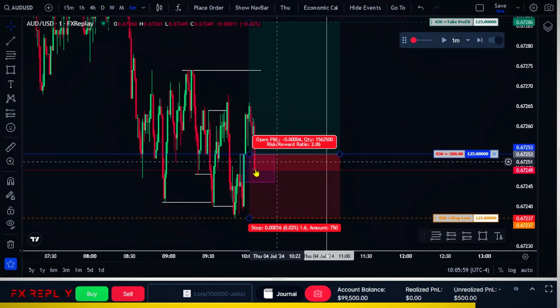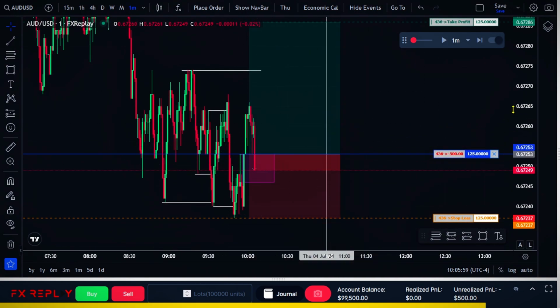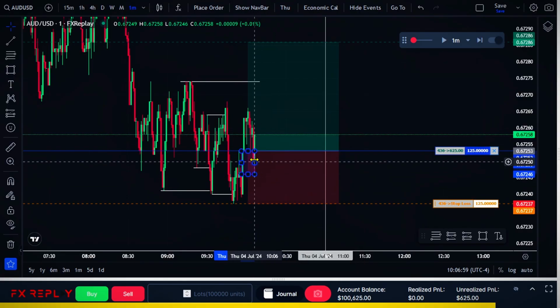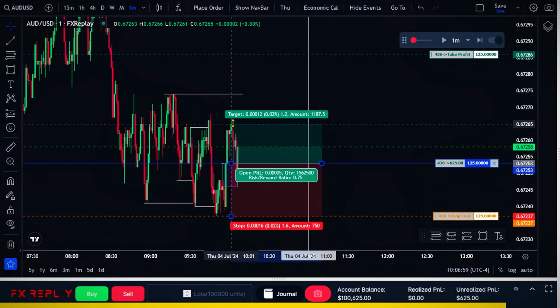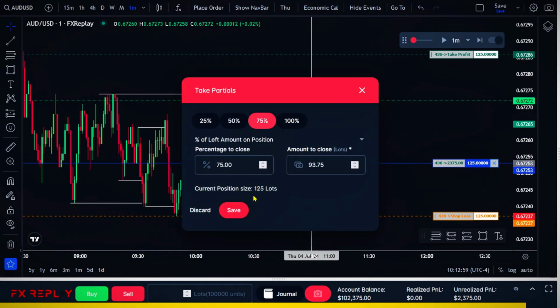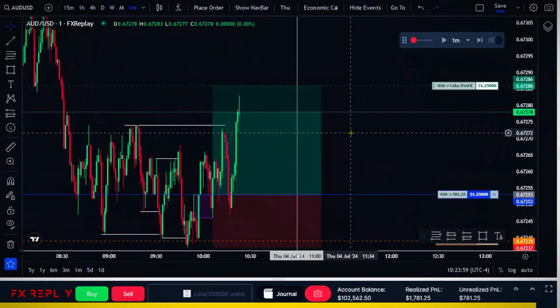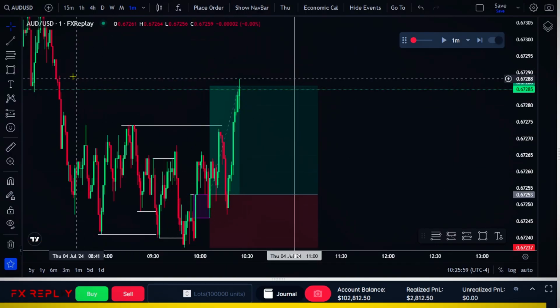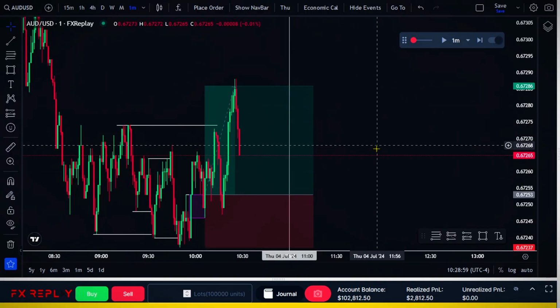The price tapped into our fair value gap, respecting it. Now I am looking to take my partials at 0.75R. I will be taking 75% off and letting the remaining position run. Just like that, we hit our take profit, making us around $2,800.